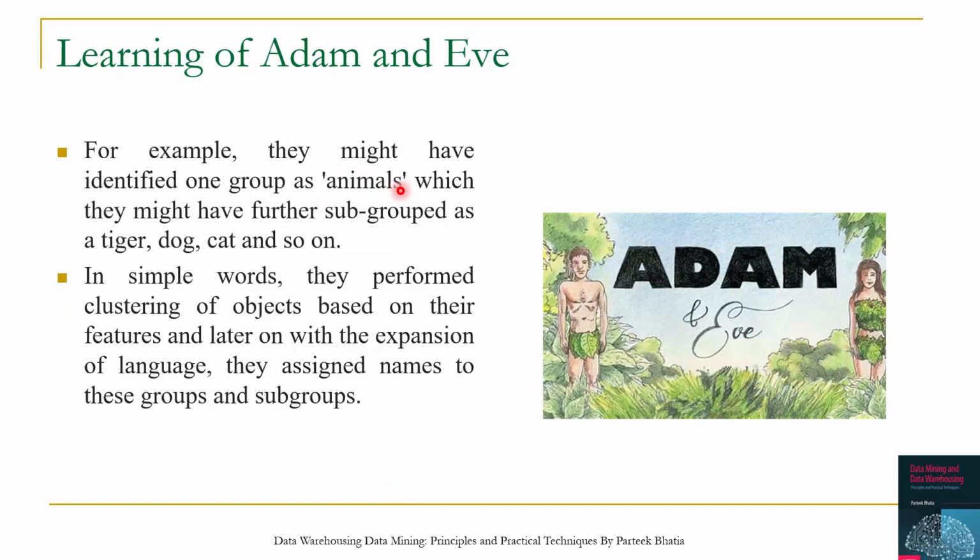For example, they might have identified one group as animals and another group as birds. Later on, they might have created subgroups for the animal group, like tiger, dog, cat, and so on. In simple words, they performed clustering of objects based on their features. And later on, with the expansion of language, they assigned different names to these groups or subgroups.